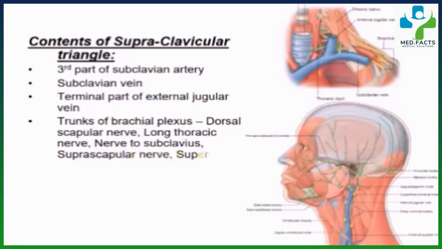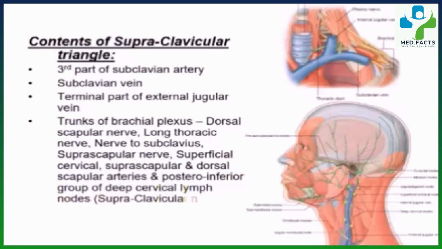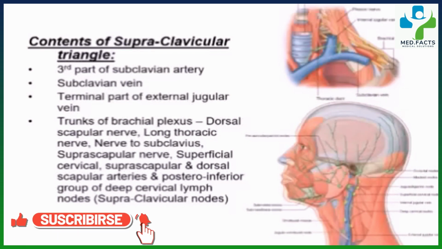Then there is a very important content here, the trunks of the brachial plexus. If you see here, these are the main nerves which will be supplying the upper limb. Together they are called the brachial plexus because they come here and form a plexus, and then they divide, they become the nerves of the upper limb, which will be supplying different parts.